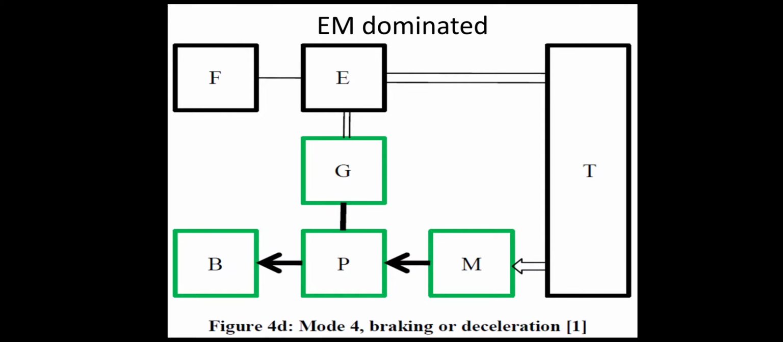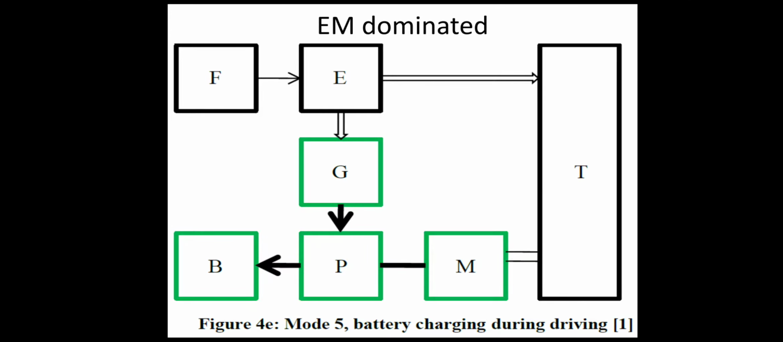The next mode is the drive during braking and deceleration. The electric motor acts as a generator to charge the battery, and the IC engine remains shut off. So this is the braking and deceleration mode. The next mode is battery charging during driving. To charge the battery during driving, the IC engine delivers the required traction power and also charges the battery, and the electric motor acts as a generator for that, and simultaneously the generator generates power and also charges the battery through the power converter.